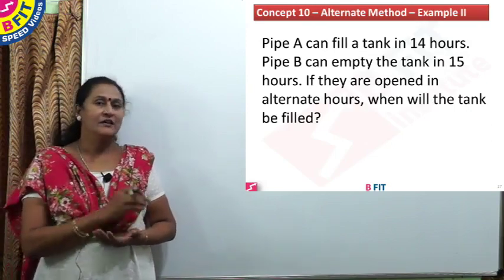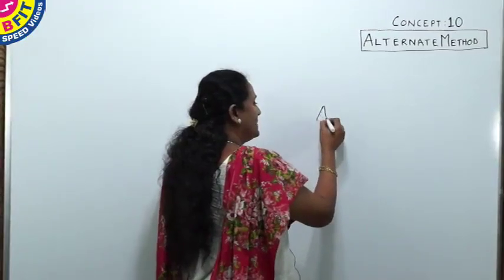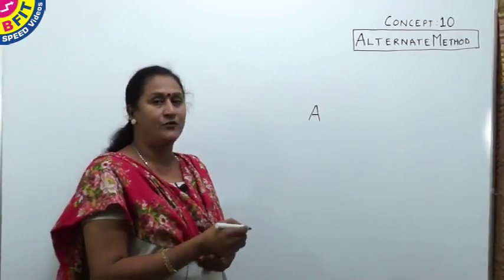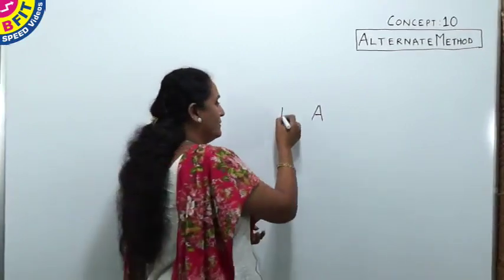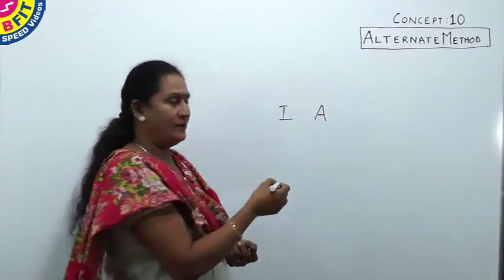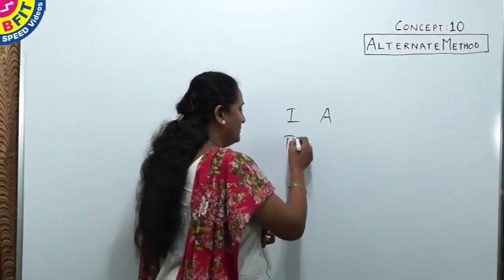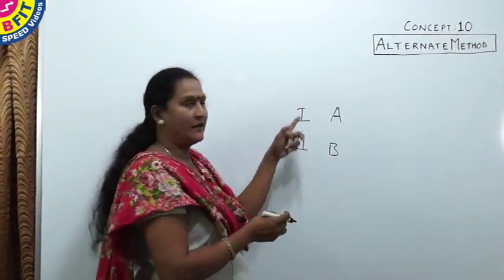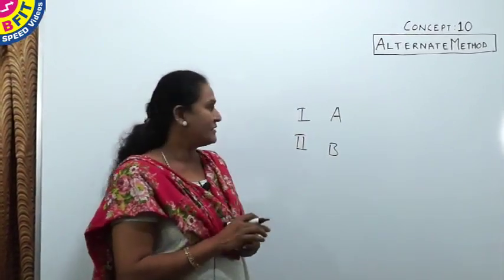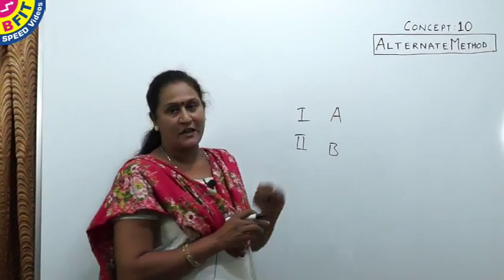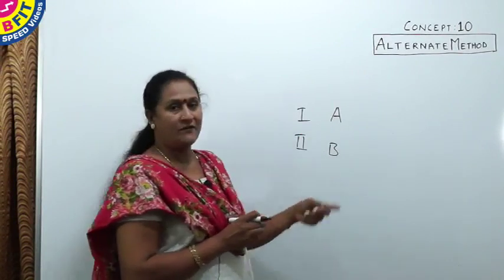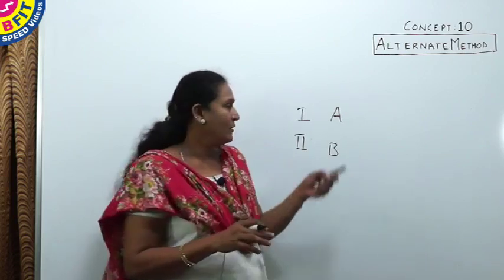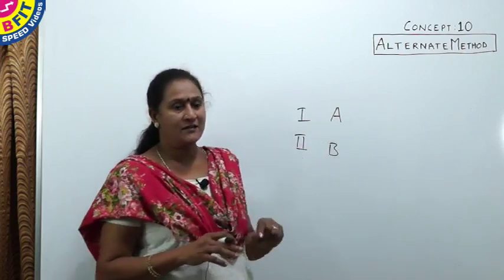So we'll see the working. The pipes here are opened in alternate hours. So the same working as we did for the previous question. So first hour A is opened, second hour A is closed and B is open. So third hour A, and it goes on till the tank is filled. It means in odd hours A is open and in even hours B is open. Here the concept is alternate pattern, one is filling and the other is emptying.